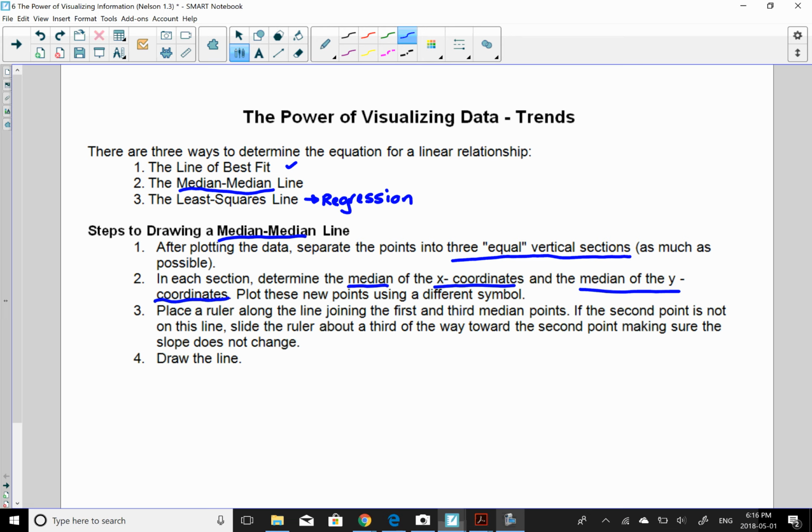We plot these points using a different symbol, so the median line has to do with plotting. Place a ruler along a line joining the first and third median points. If the second point is not on the line, slide the ruler about a third of the way towards the second point. Okay, making sure not to change the slope. So everybody should have the same slope because the median points should be all the same for everybody. And then we draw the line. So let's go to an actual example to make sense of this.